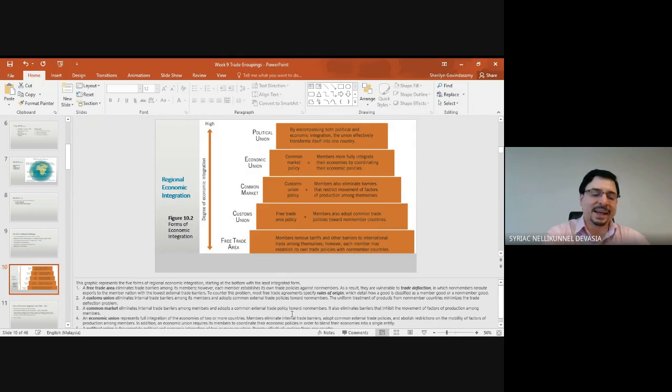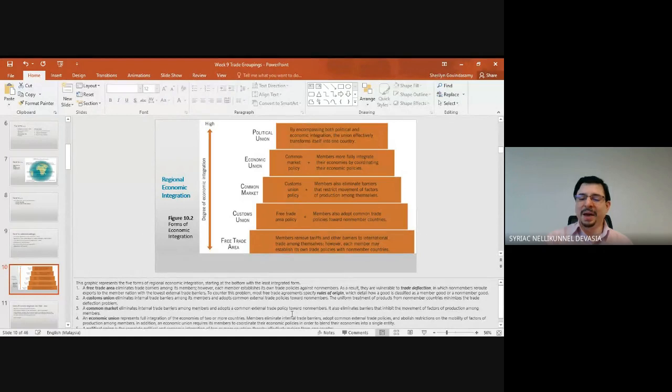Second is a customs union. It eliminates internal trade barriers among its members and adopts common external trade policies toward non-members. The uniform treatment of products from non-member countries minimizes the trade deflection problem. If every member is acting in the same way, a non-member cannot escape. Then we have a common market, as we studied.